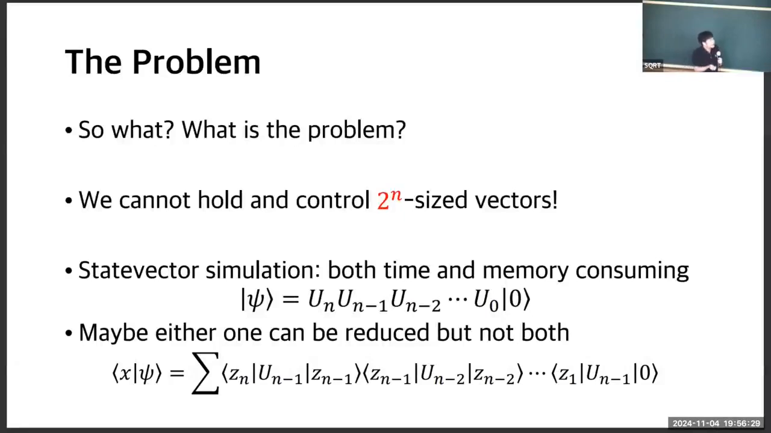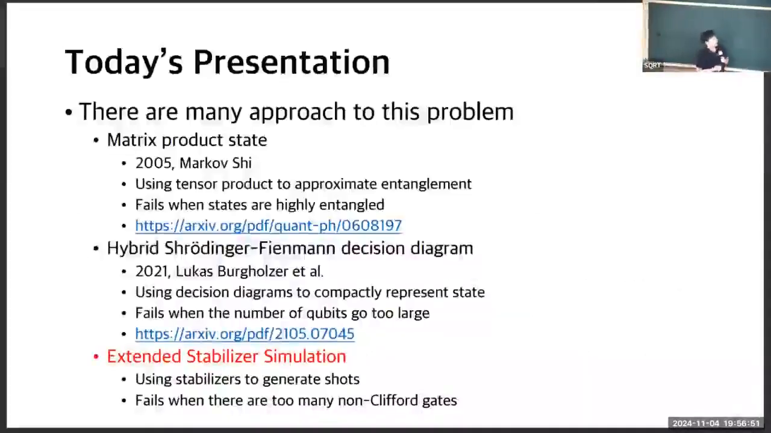And maybe someone can reduce one of them, like using all the bases in between the gates. That makes less memory, but it makes more time. So maybe either one can be reduced, but not both. So what I'm going to present is the red one, and there are many approaches to this problem, like approximating the result because we cannot do it in time or space.